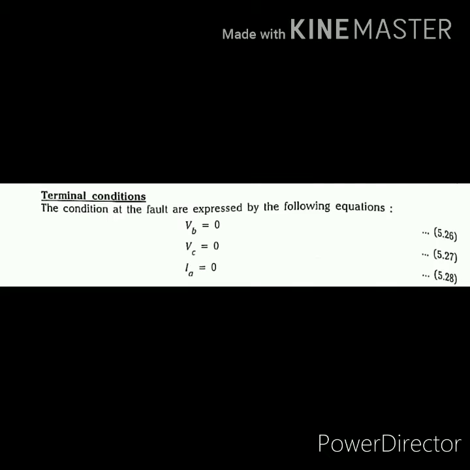So here let us consider all the terminal conditions. IA, obviously it is open, therefore it becomes equal to 0. If you see the current analysis over here, IB plus IC will be your total fault current IF, and because of this, the voltage across phases B and C becomes equal to 0. So we have the terminal conditions: VB is equal to 0, VC is equal to 0 and IA is equal to 0.